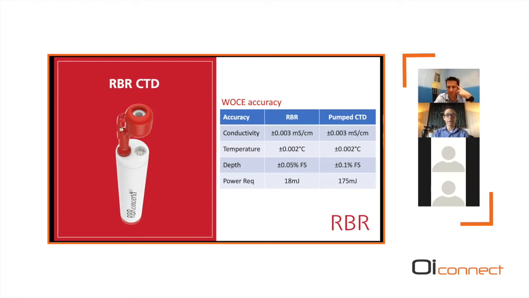The depth accuracy is 0.05% of full scale, which is about double the improvement, or twice as good, I suppose, as the pumped CTD. And where it shines really is in the power requirement, or the amount of energy it uses. As an example, at 1 hertz, it only uses 18 millijoules, and that's about an order of magnitude less power draw than the pumped CTD. And we'll talk about the benefits of that as I move on.